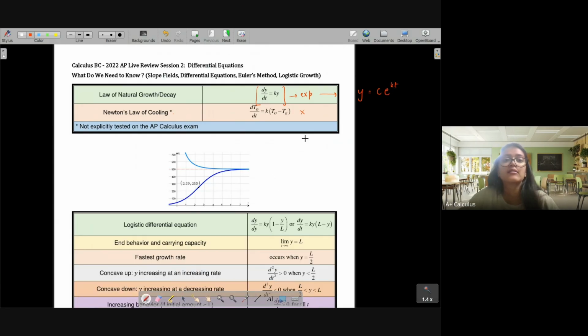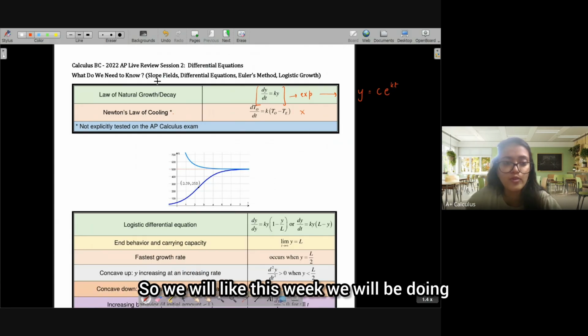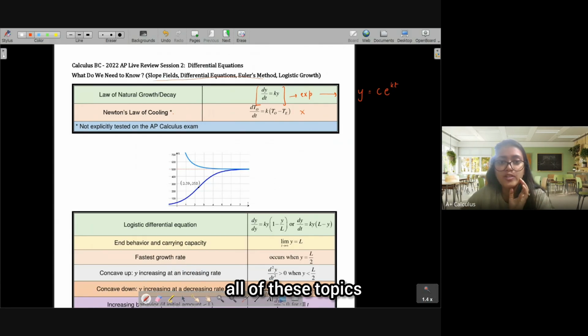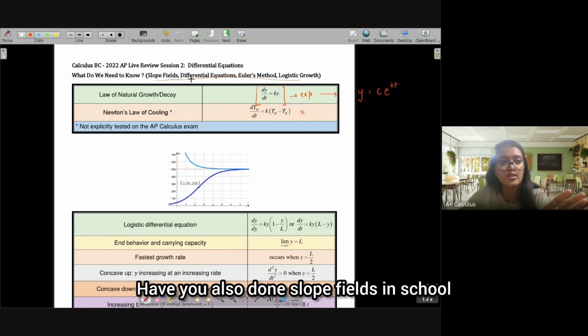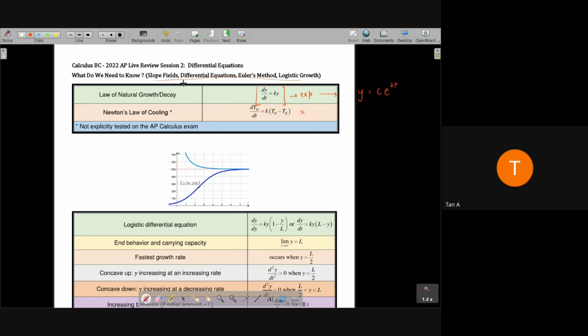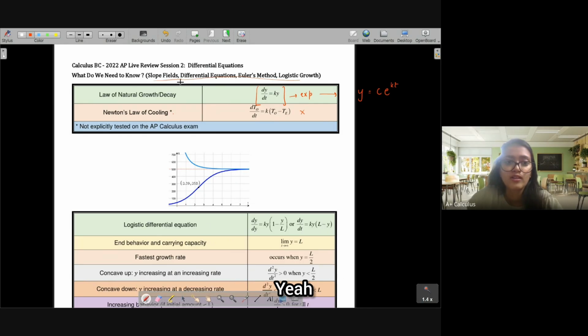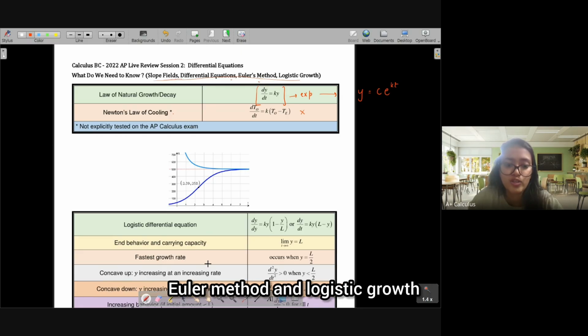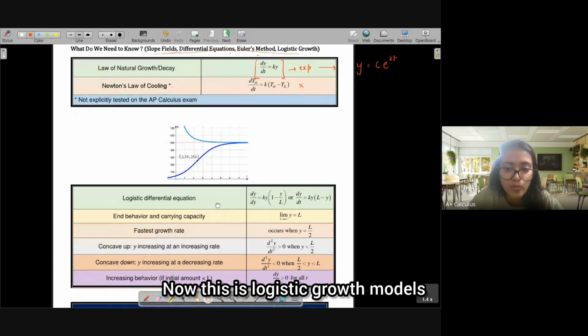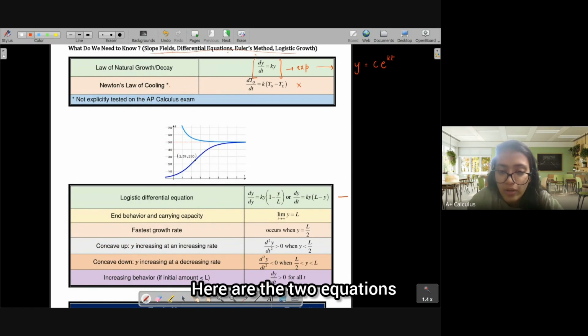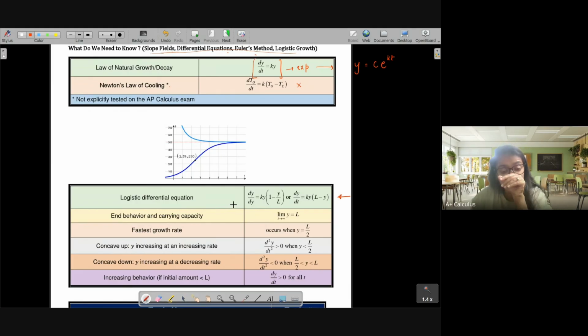Next, this week we will be doing all of these topics. Slope fields. Have you also done slope fields in school? Yeah. Okay. Slope fields, differential equations, Euler's method, and logistic growth. Now, this is logistic growth models. Here are the two equations that I told you.